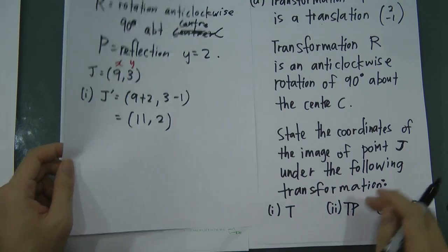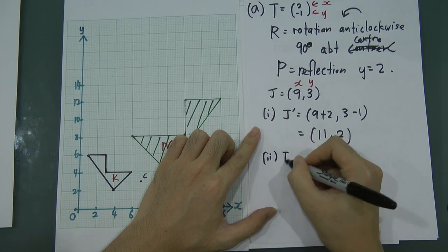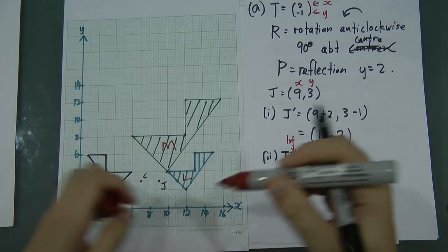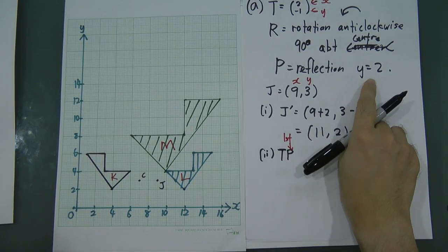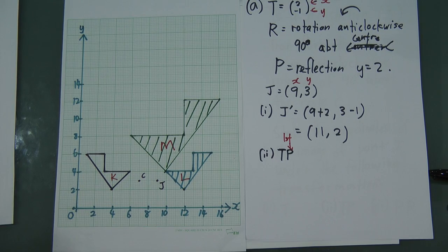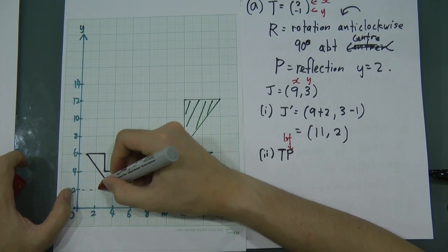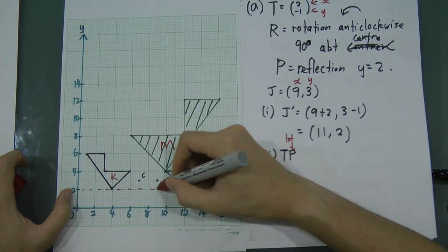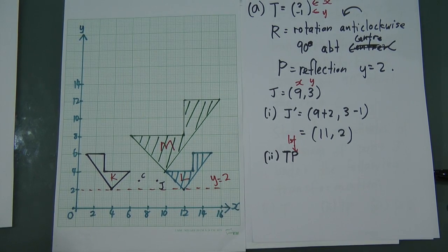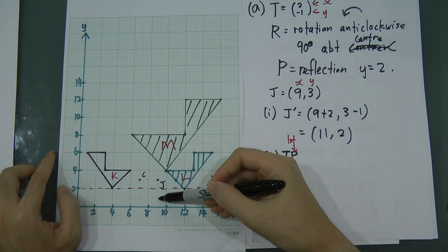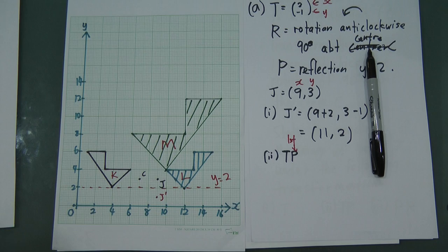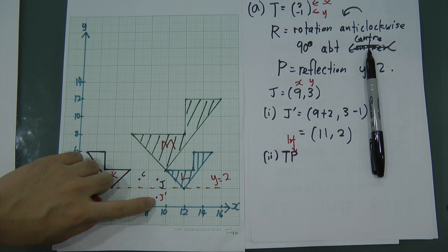Then, what is TP? The second one is TP. If you have T and P together, we always perform P first. So what is P over here? P is a reflection on the line y equals 2. So where is the line y equals 2? This one is the line y equals 2. I use the red marker to draw y equals 2. Since J reflects down, the J image will be somewhere over here. This one will be J image. So you can see it reflects from here to here.